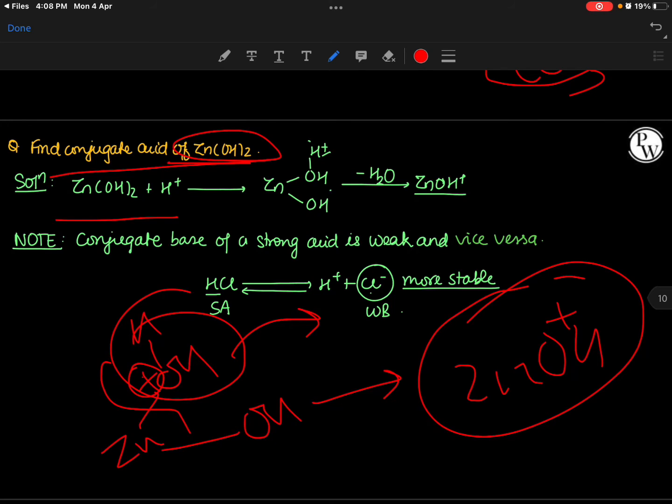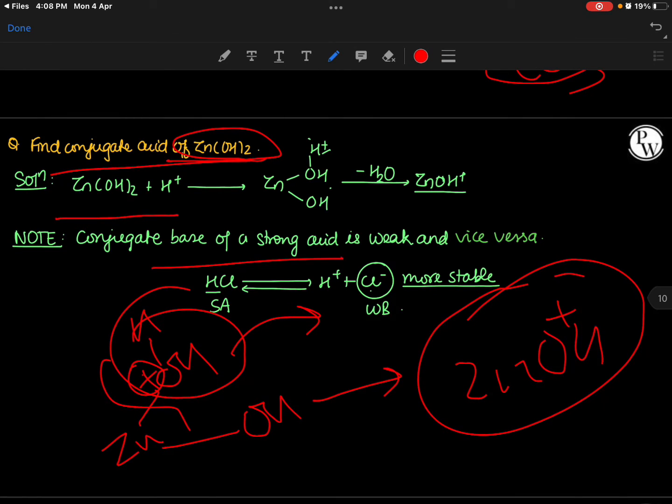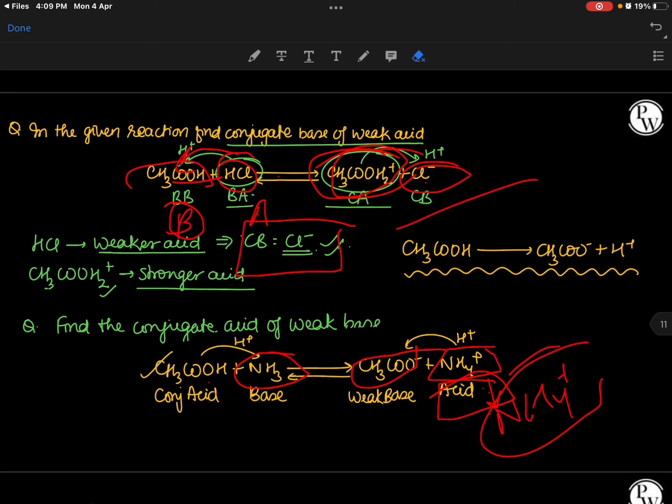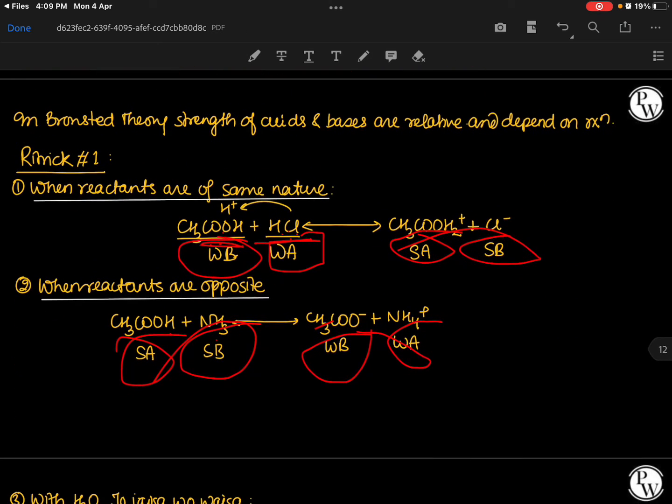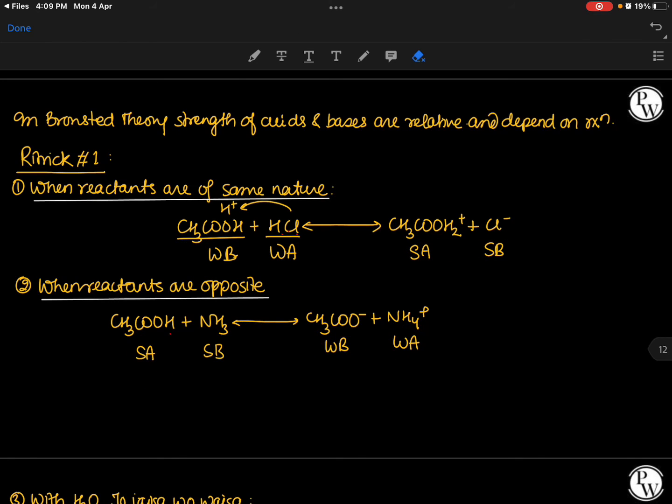Now the conjugate base of a strong acid is weak, and vice versa. Okay, the conjugate base of a strong acid is weak and vice versa. HCl, a strong acid, dissociates into H plus and Cl minus, and look at this: a strong acid, and this is the weak base, more stable. There are some tricks to find how the strengths of acids and bases are related.